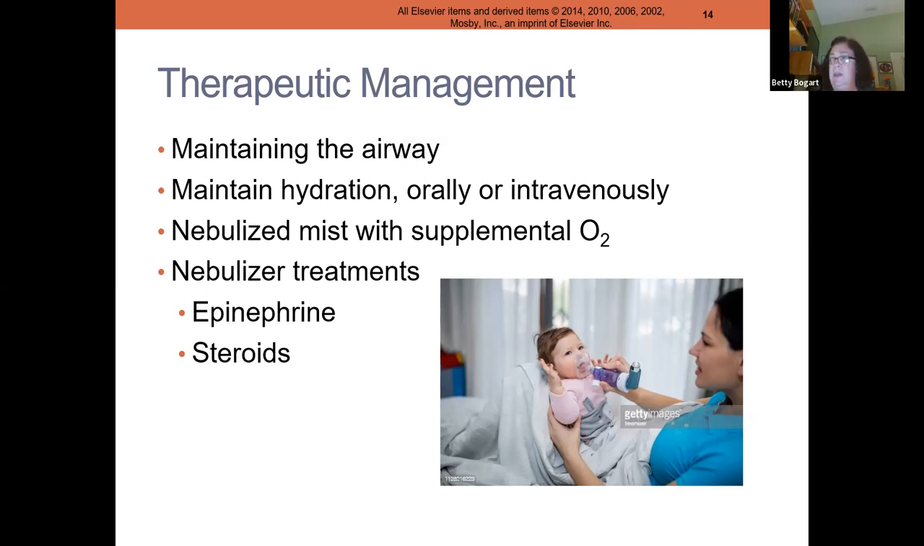Hydration is either IV or orally. I told you, we're not oraling anybody who can't breathe. A croup is talking to you, but it's barking, okay. But epiglottitis, absolutely not. And a child who's showing signs and symptoms of respiratory distress, we will not.